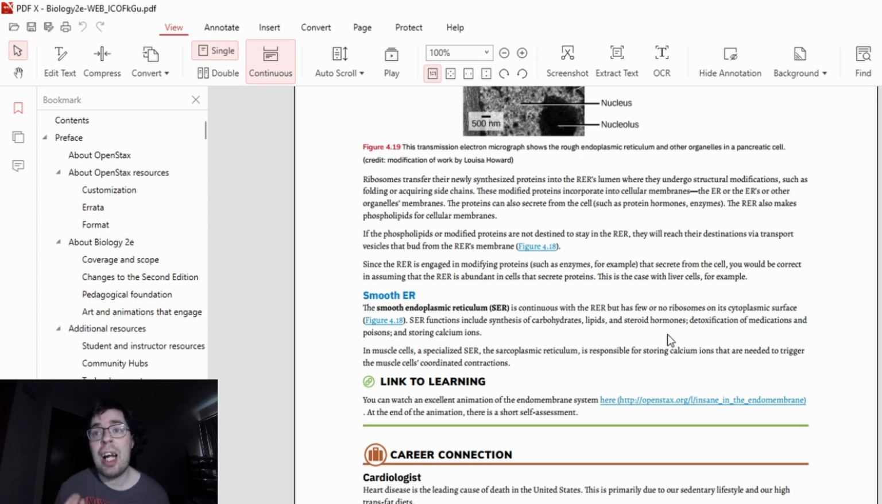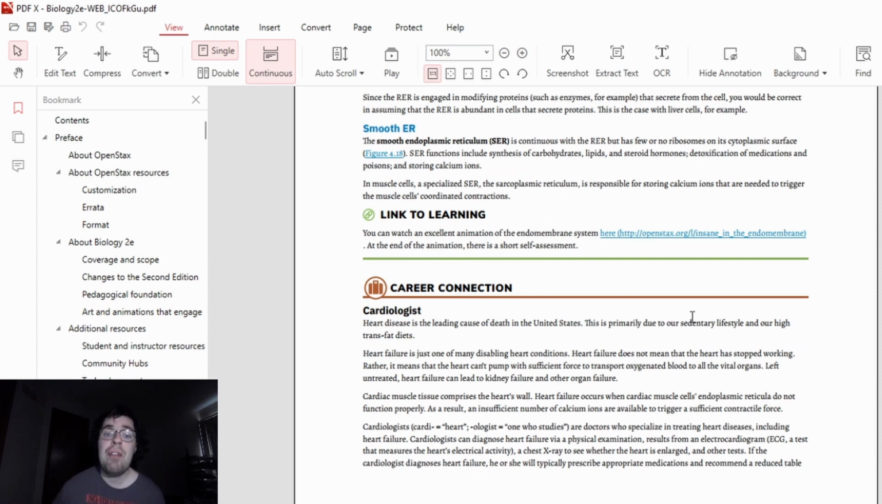That's part of the reason why it can repair itself. It can also discharge toxins. That's why your liver can repair itself and remove the toxins when you drink alcohol, or anything really. Then we have the smooth ER.